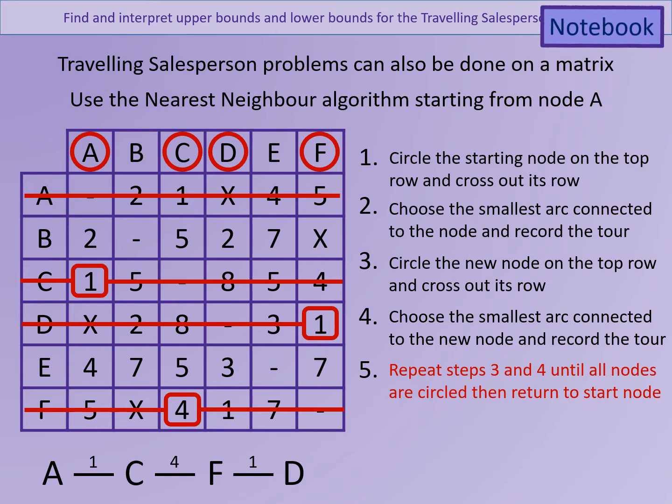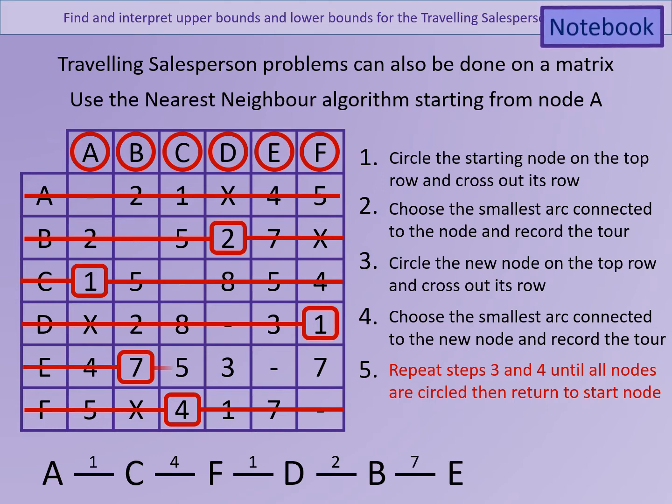We've now got two choices from D. We can either go to B or E. We're going to go to B because it's the nearest. So D to B has got a weight of 2. Add B and cross out the row. Then we're going to start from B, and the only place that's not been visited now is node E. So we're going to add edge BE. Circle E and cross it out.